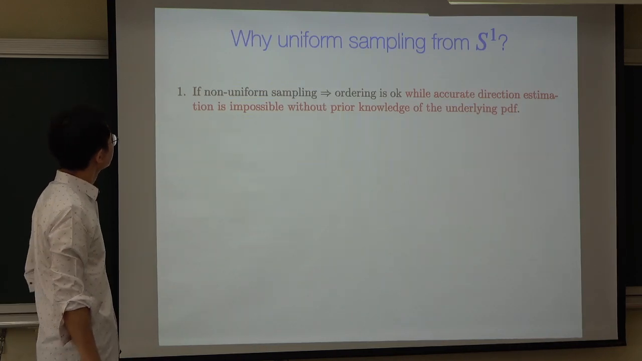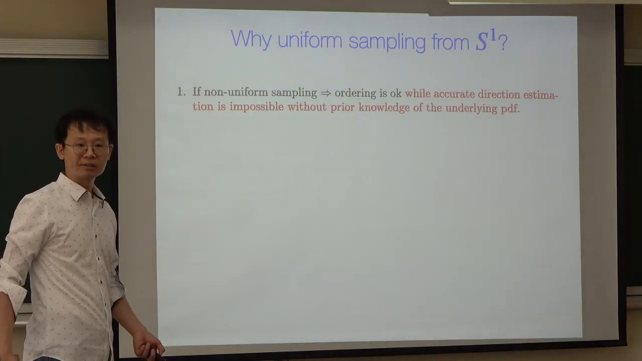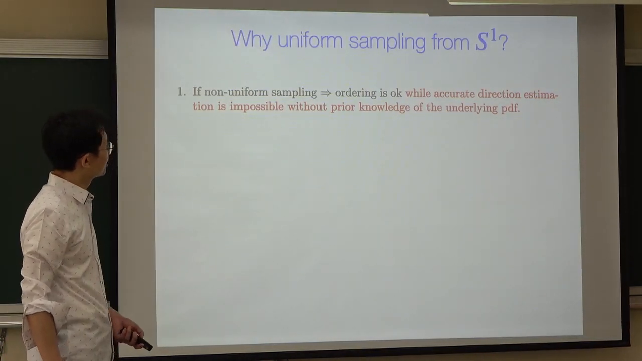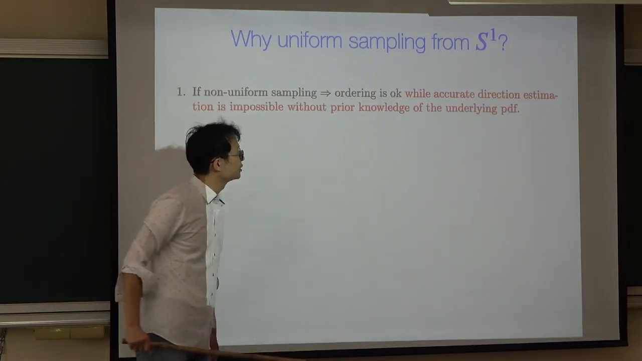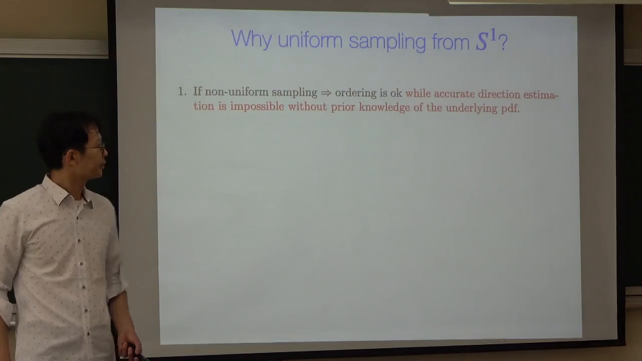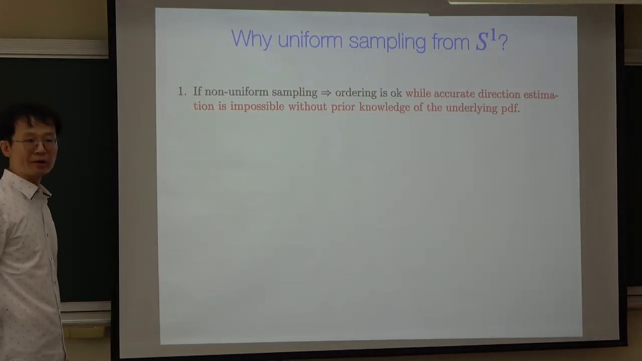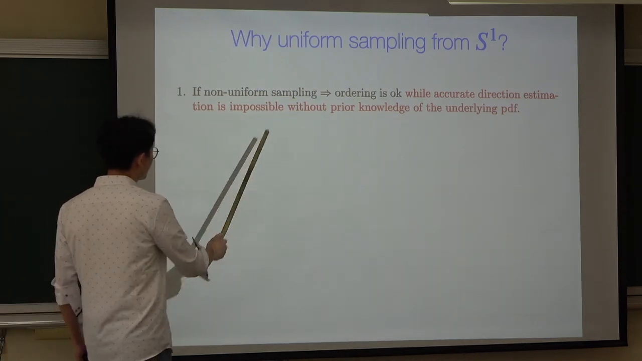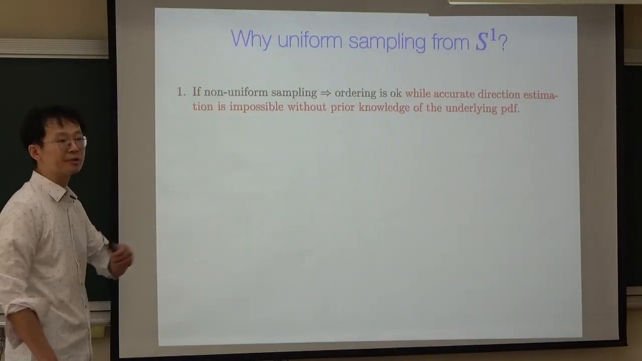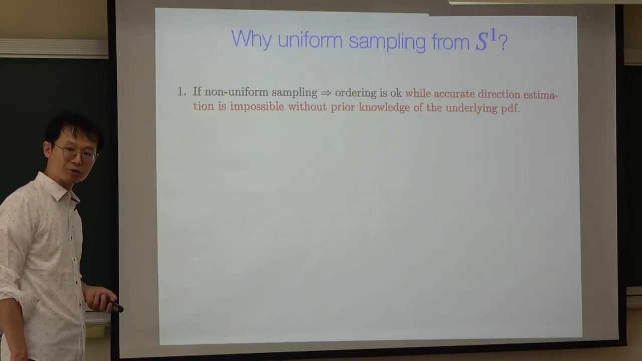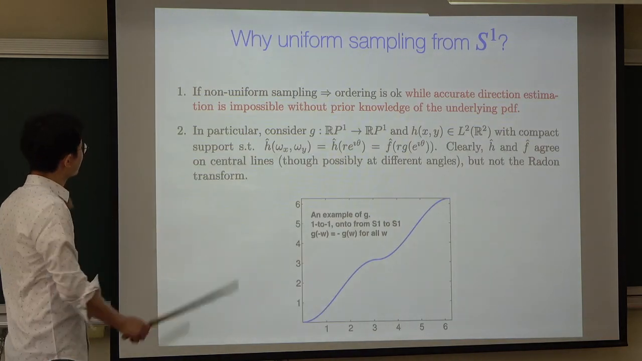Okay, and then why do we make an assumption of uniform sampling? What about if the sampling is non-uniform in S1? The problem is if it is non-uniform sampling, then we can still recover the ordering, but we cannot get accurate direction estimation. Why not? Because you lose the information, and you do not have extra geometric structure that you can utilize. This is a very concrete example.